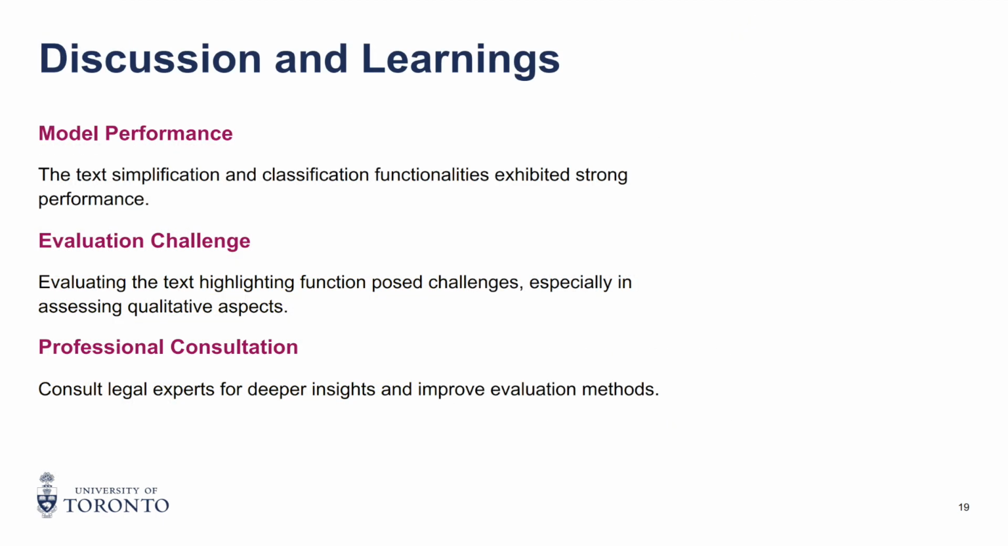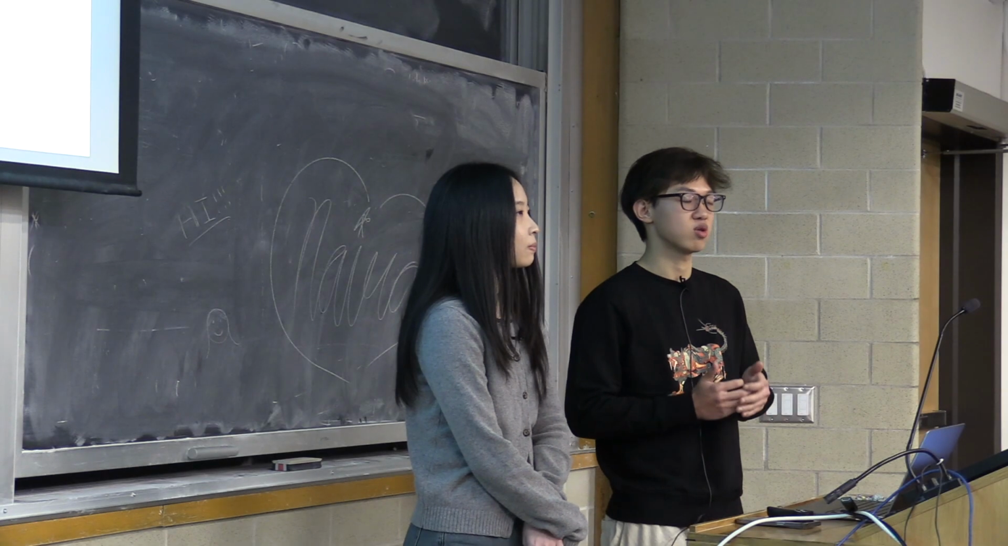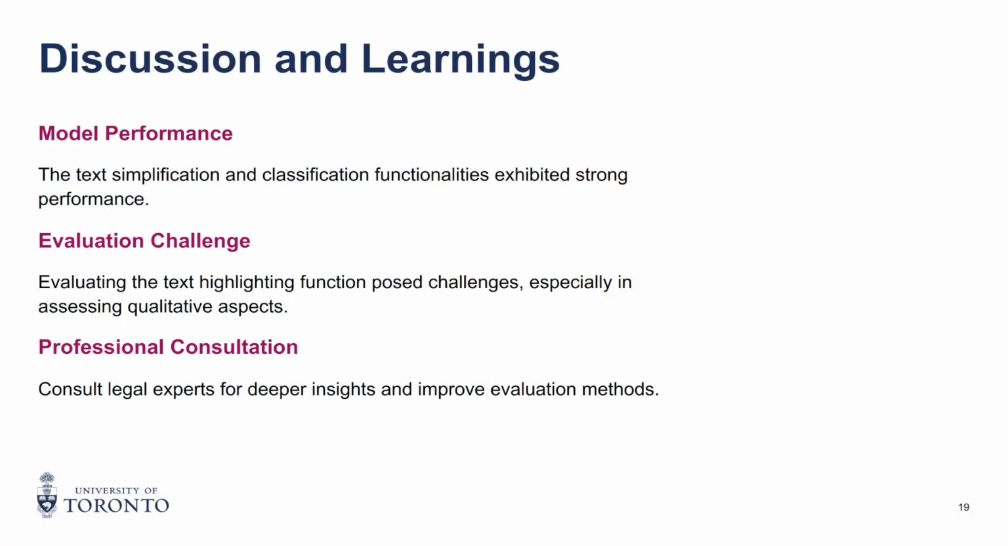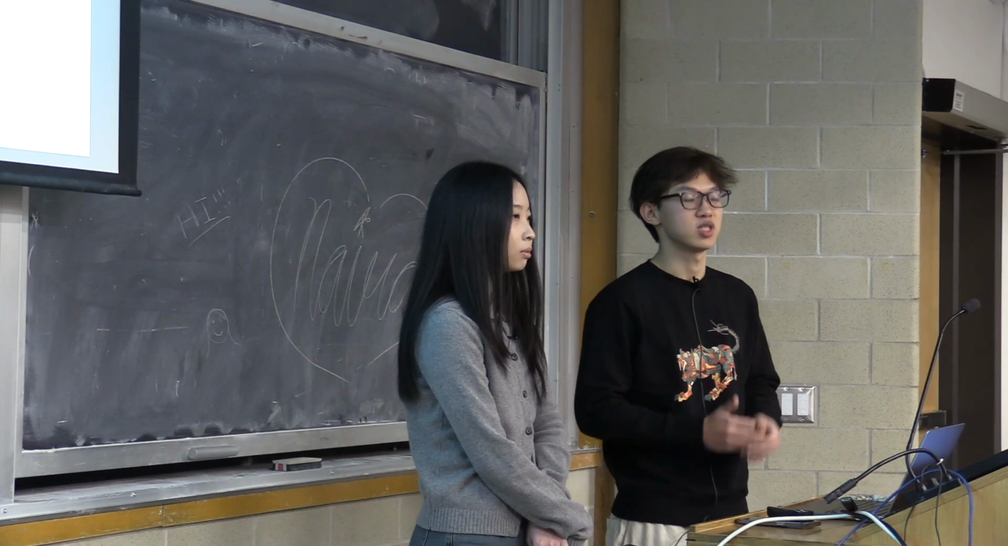From the results, the simplification and classification show really strong performance since they have clear ground truth and metrics. However, the text highlight, because there is no 100% truth, does not show well in the metrics. In future study, collaborating with legal professionals to provide guidelines on how to evaluate the importance of the samples could be very useful for this project. Thank you.